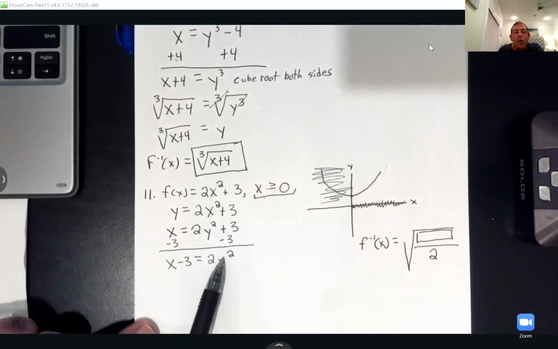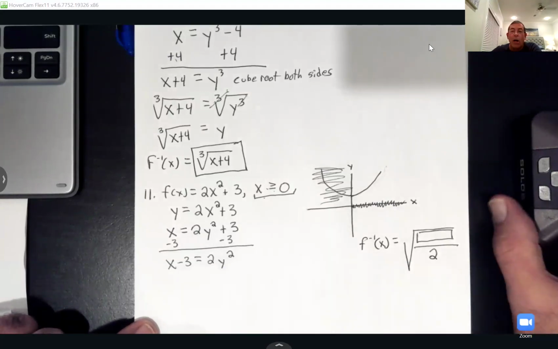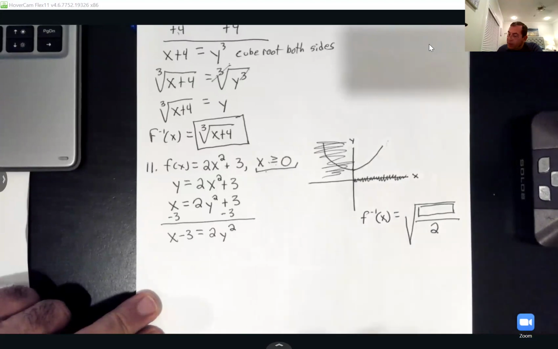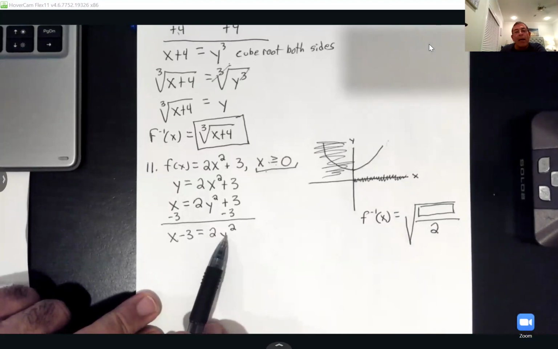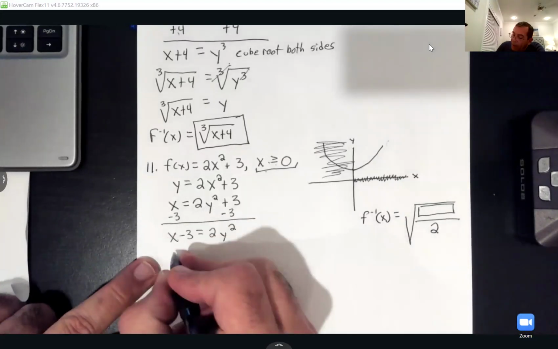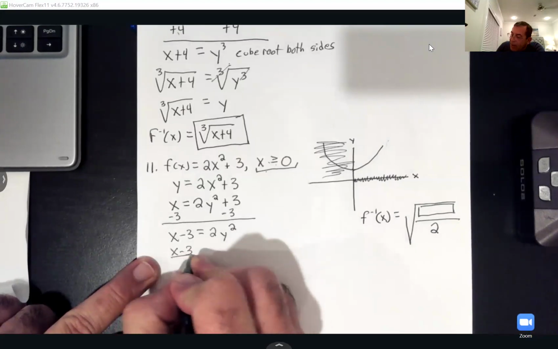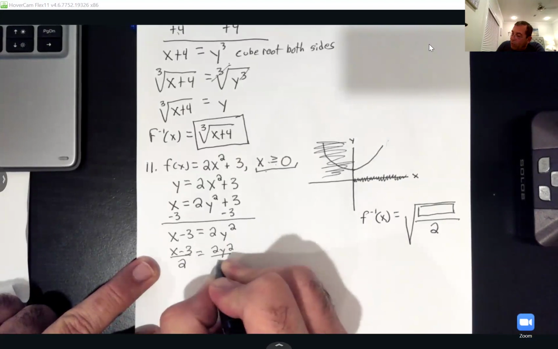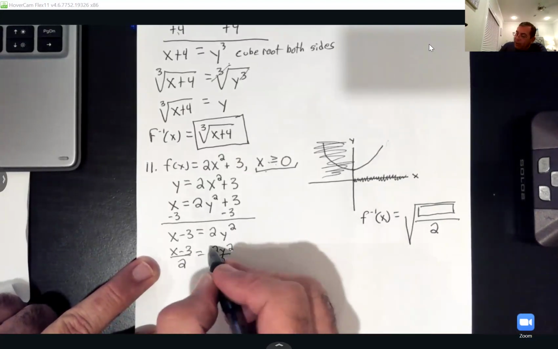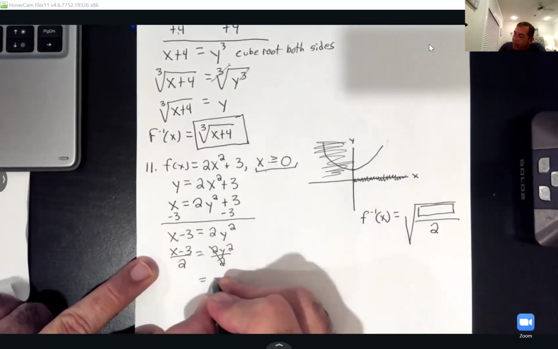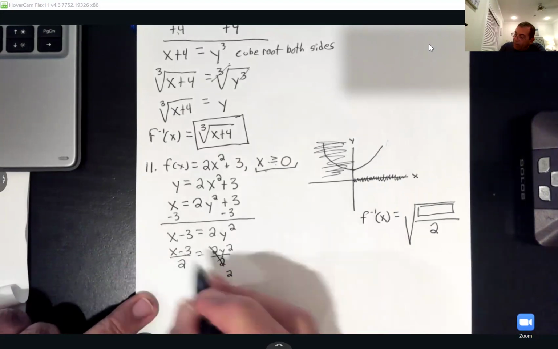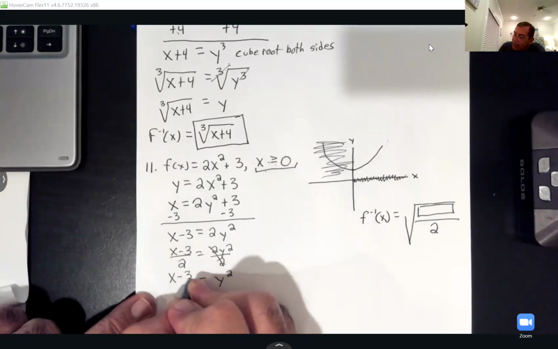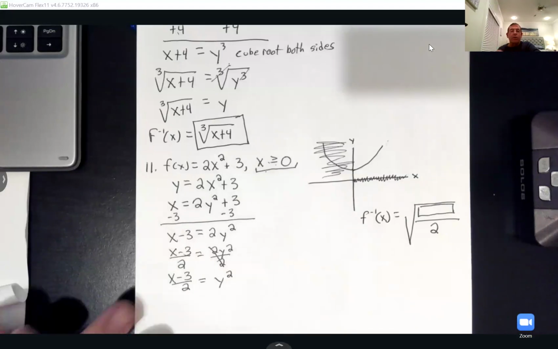Now, there's another move I'm going to do before I take care of that exponent. And that is to move this 2 off of that y there. So since this 2 is being multiplied by the y squared, I'm going to divide both sides by 2. Because remember, we want that to be a 1y squared. So this 2 divided by 2 will make that a y squared. Over here is going to be x minus 3 over 2.